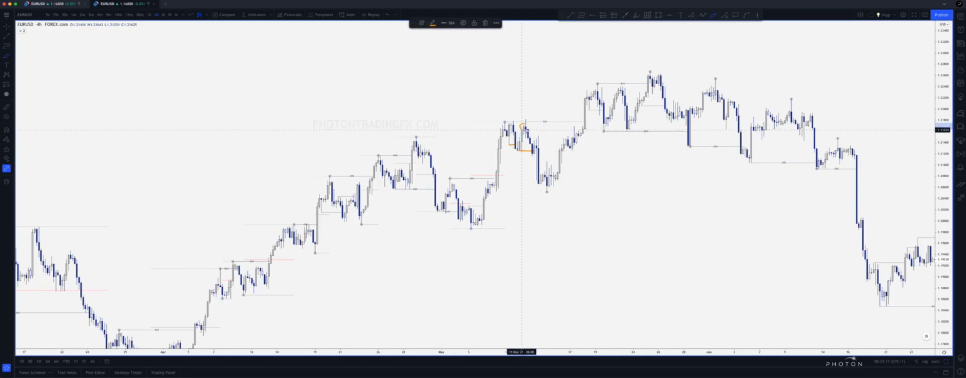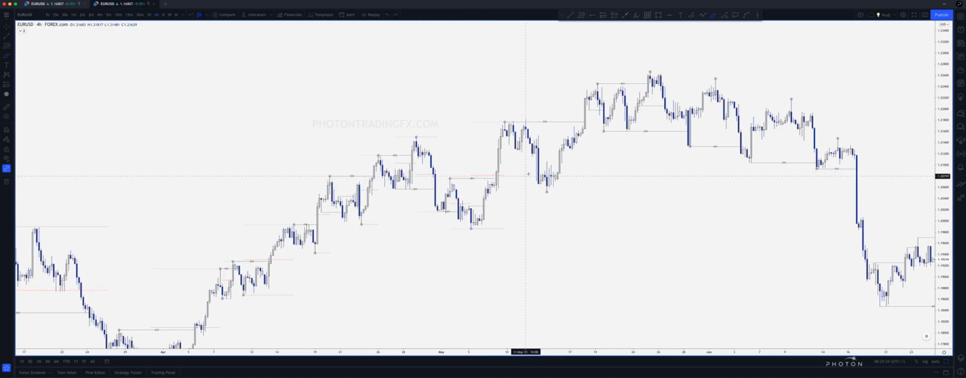Potentially when you see just the first one or potentially the second substructure break, that may be enough for you to want to look to take shorts. So where can we target? Well, let's say we got in short here. First minimum target can be that weak low, because you expect it to get run. Next target can be down towards the EQ of the range, or further down into the discount.